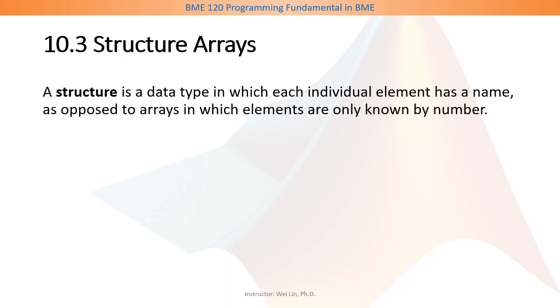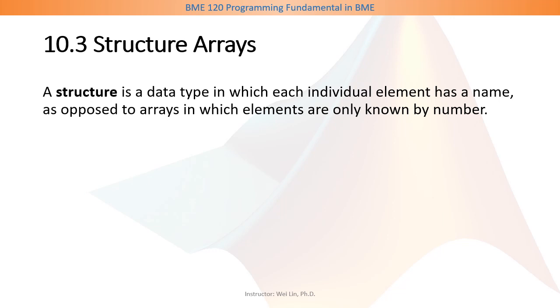A structure is a data type in which each individual element has a name. It is opposed to arrays, where each element in an array is referred by a number or index. A structure is also a data type that can host heterogeneous data elements, which means those data elements can have different data types. This is very similar to the cell array discussed before.